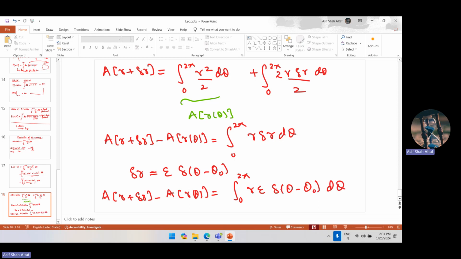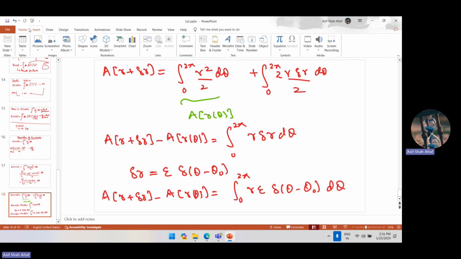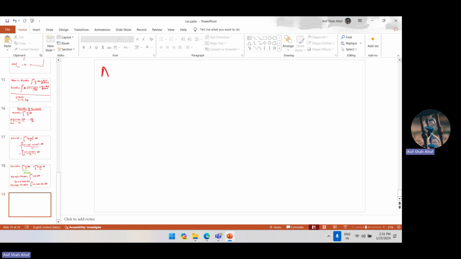Okay, so if you want to solve this integral, r of theta will just become r of theta naught, and epsilon can be taken outside, and the rest of the integral will be 1 as the area under the delta function is 1. So what you'll have then is r of theta naught. Fine.